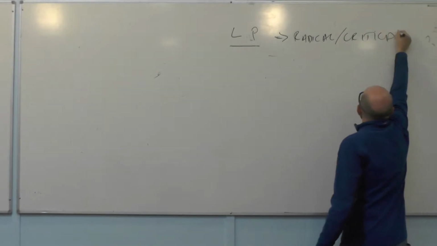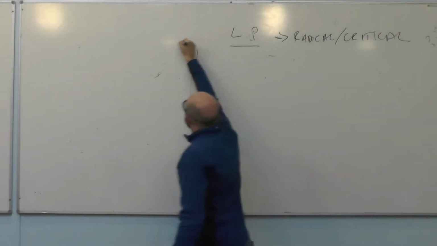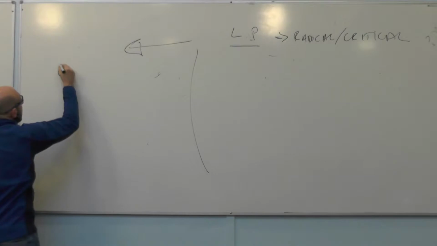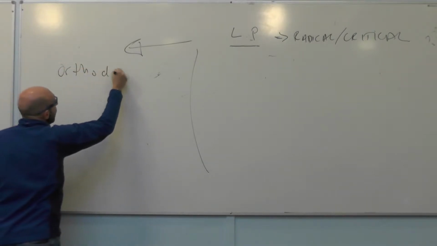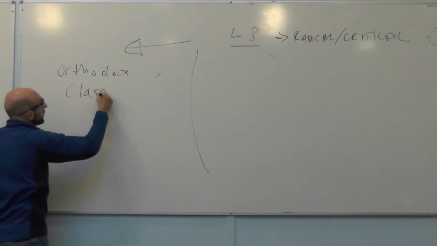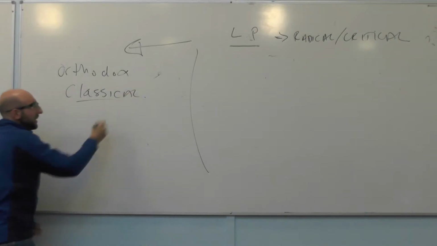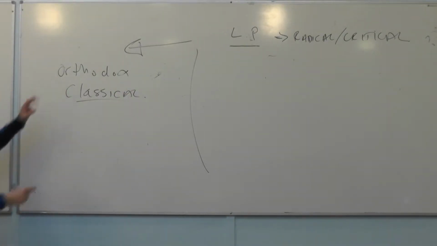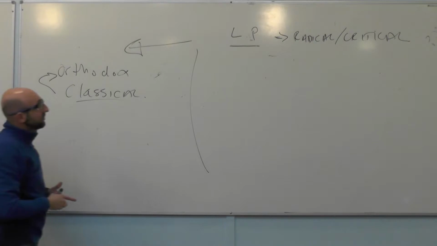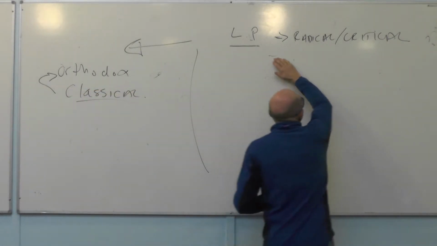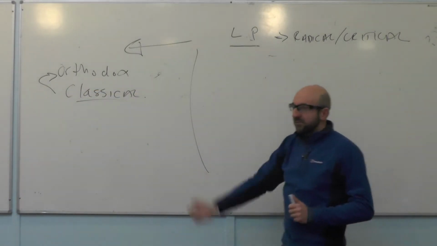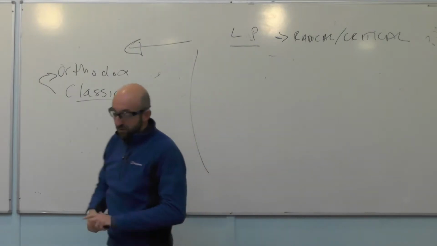Everything that we're looking at from this semester onwards is going to be radical or critical in its approach. Because everything we looked at before this semester is what we call orthodox or classical criminology. I don't mean classicism, I just mean classical or orthodox types of criminology. Everything we're looking at now is radical. So what we're about to look at today is very radical in its approach.